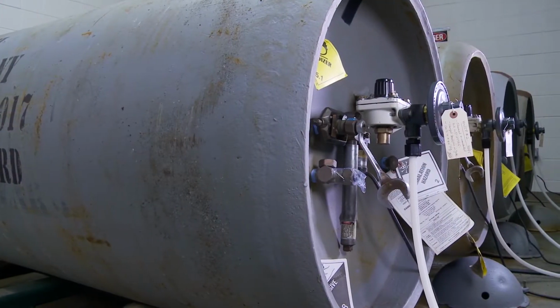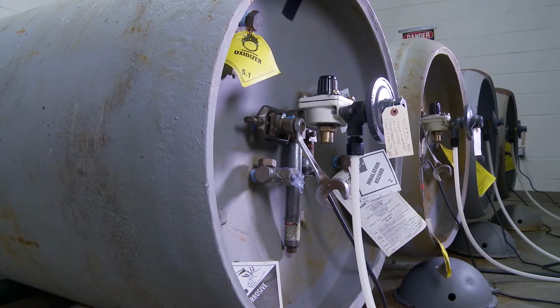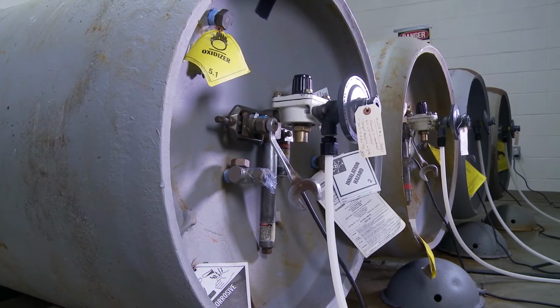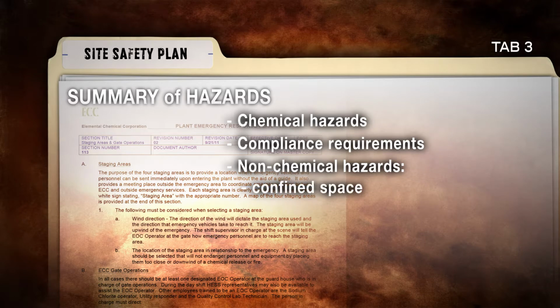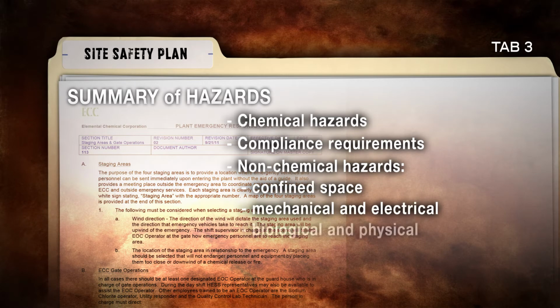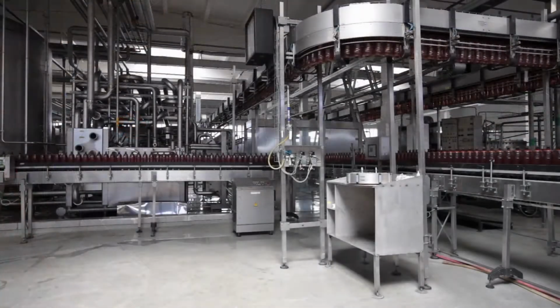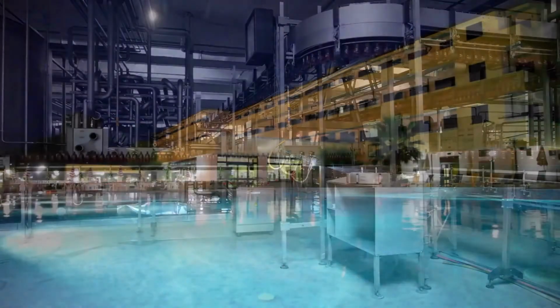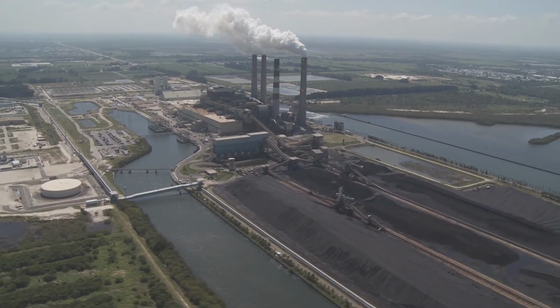The Summary of Hazards section will contain information on the likely chemical hazards that a team will encounter during the course of the response. It will also identify compliance requirements with the applicable safety and health regulations. An overview of hazards other than chemical, such as confined space hazards, mechanical, electrical, biological, and physical hazards, should be identified. At facilities that produce or use chlorine, this can be done in advance. On-site personnel control what enters the facility and should be well aware of the hazards within their facility.